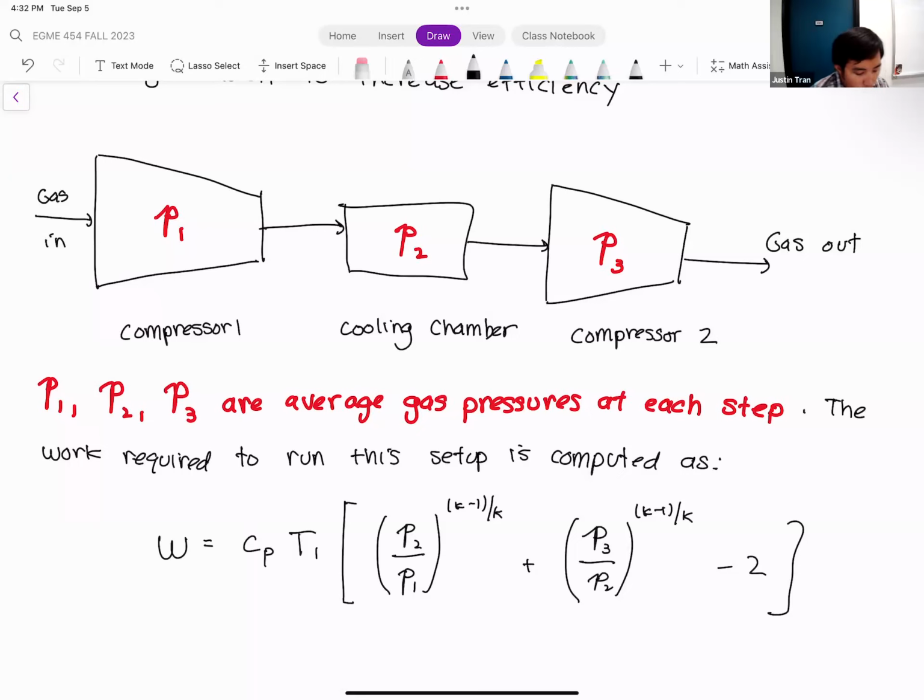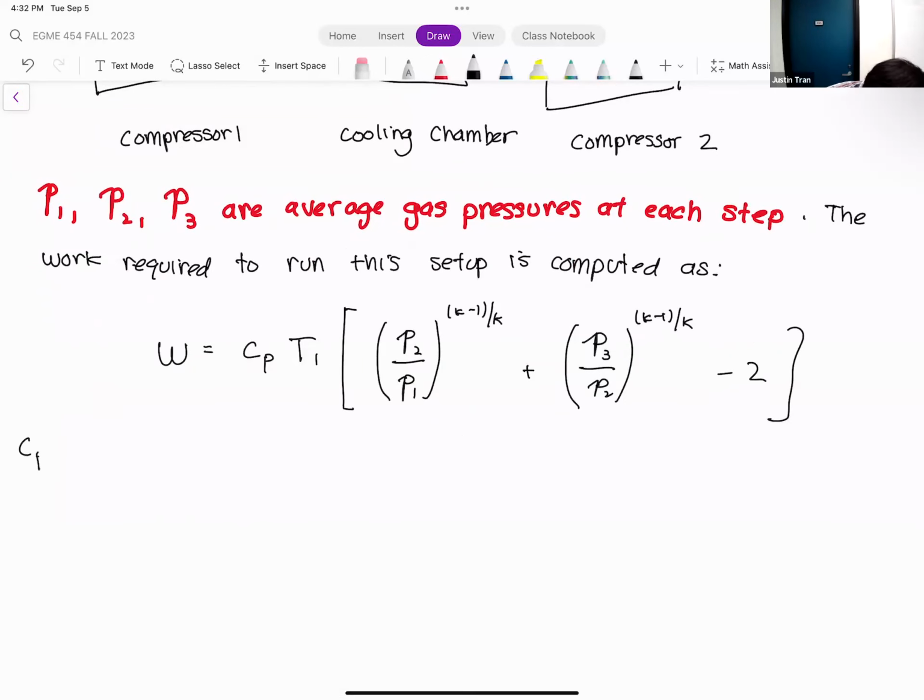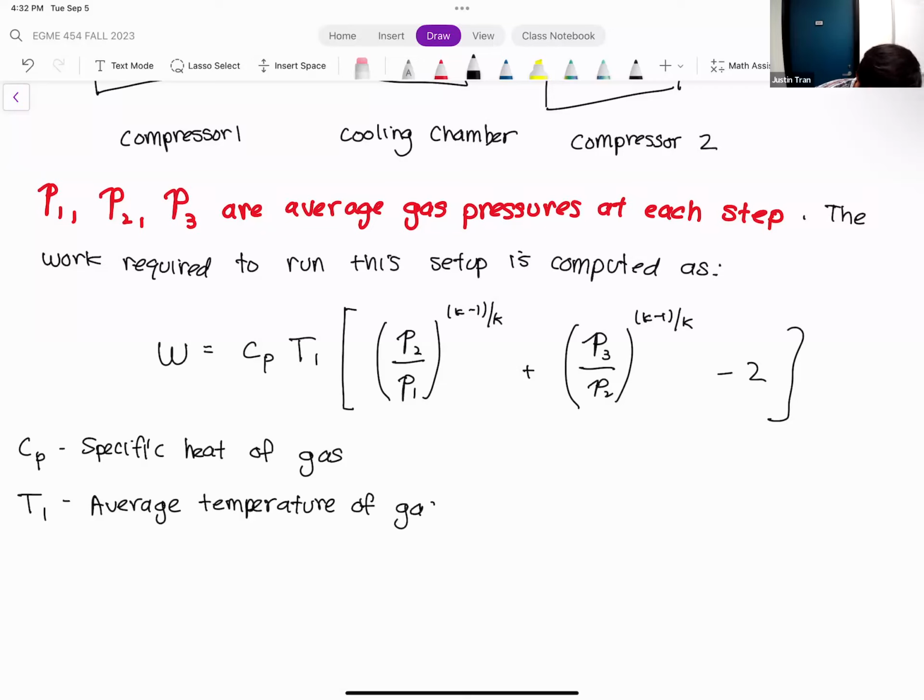Okay, so let's go ahead and label all of these symbols here. So let's start with Cp. Cp here is the specific heat of the gas. We have T1. T1 here is the average temperature of the gas as it runs through this compressor.